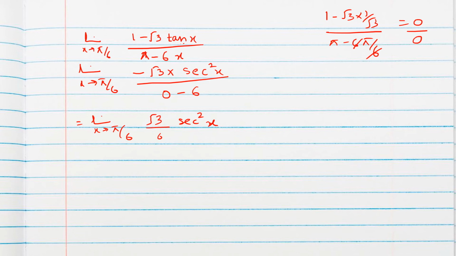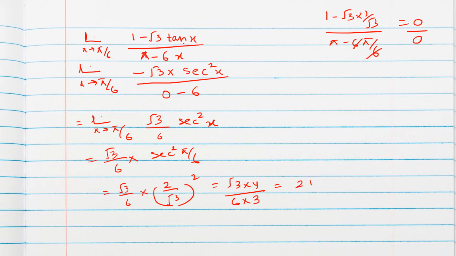Now if you observe, if we substitute pi by 6, it won't give 0 by 0 or infinity by infinity form. That means we can directly use root 3 by 6 sec square pi by 6, isn't it? So sec square pi by 6 will be 2 by root 3 whole square, which will give 4 by 6 into 3, which we can write as 2 root 3 by 9 or 2 by 3 root 3. So in very simple and easy steps, we can get the answer for the limit.